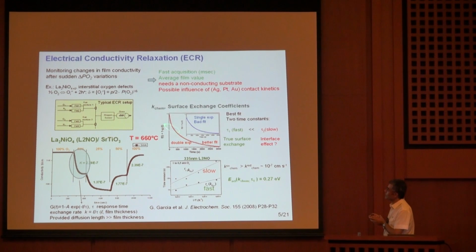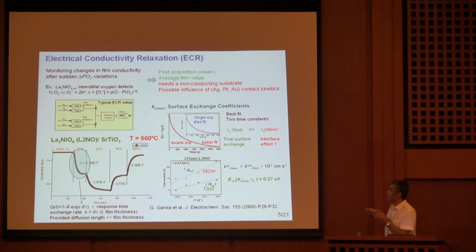So these two exponentials have very different response times. One is fast, and the other one has a response time about one order of magnitude larger, so it's slower. So we normally say that the fast response is related to the real surface exchange, whereas the slow response might be related to an interface effect. Well, there are different views of what this second slow process could be, but we believe that it is related to what happens at the interface between the substrate and the thin films.